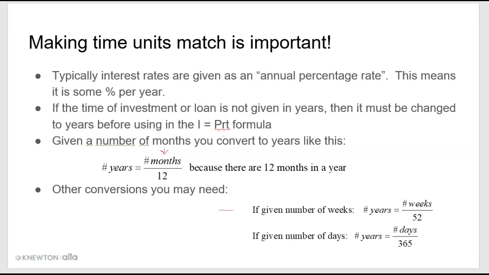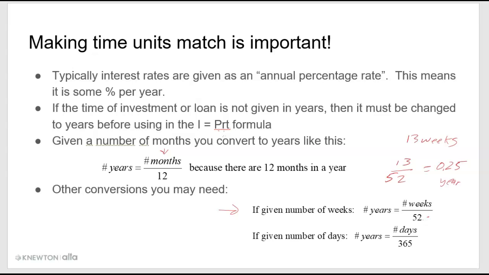Now, what if you have other things? What if you have weeks? Well, if you want the number of years, how many weeks are in a year? There are 52 weeks in a year, so the number of weeks divided by 52 tells you the portion of a year. If you had 13 weeks, and you do 13 divided by 52, that tells you you have a quarter of a year, 0.25. You get 0.25 for that. That's of a year. It's a part of a year. 13 weeks is less than a full year.